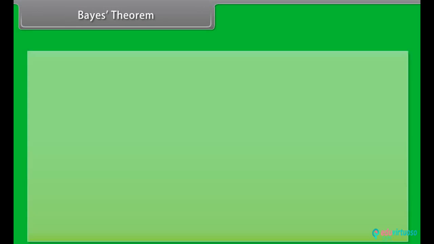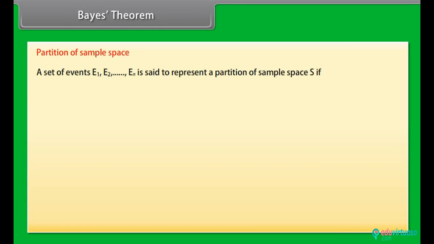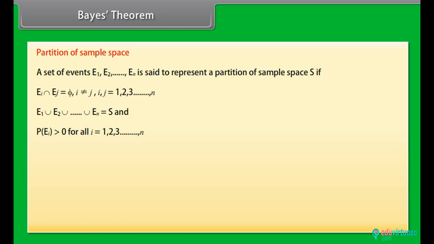Bayes' theorem. Partition of sample space. The set of events E1, E2 up to En is said to represent a partition of sample space S if Ei intersection Ej is equal to null set, i not equal to j, i, j is equal to 1, 2 up to n; E1 union E2 union up to En is equal to S; and probability of event Ei is greater than 0 for all i is equal to 1, 2, 3 up to n.